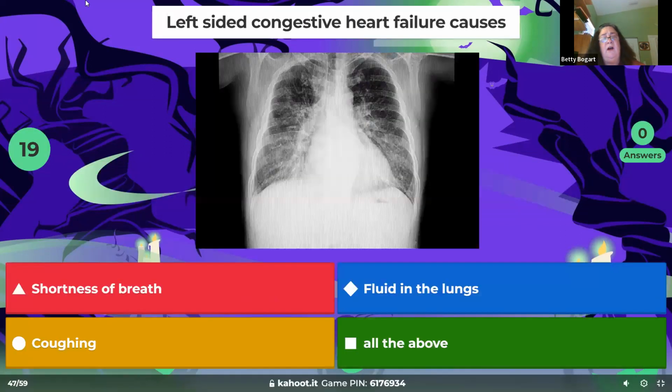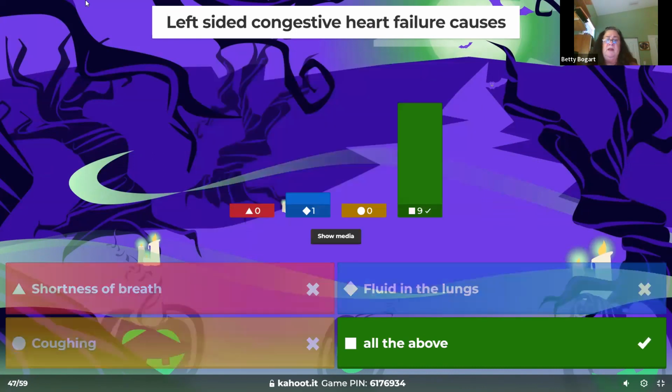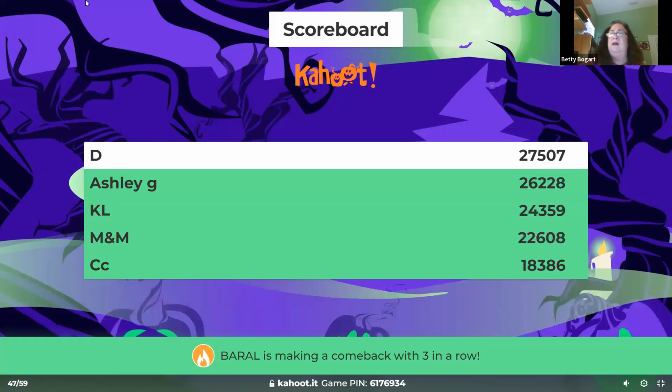Left-sided congestive heart failure causes what? So if the left side of the heart is, let's say that coarctation is kinked, and it's causing extra flow to go back into that left ventricle, what does it cause? Remember that hose kinked, it keeps going backwards and backwards. So you're going to see all the lung things, shortness of breath, coughing, fluid in the lungs, tachypnea, very good.